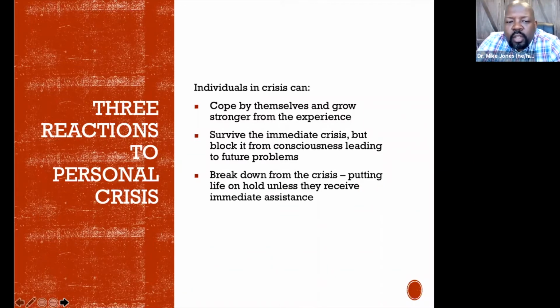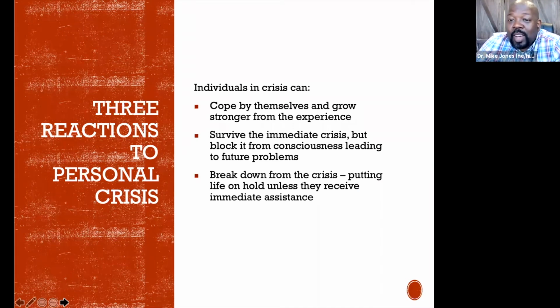So, when we are dealing with personal crisis, there are some different ways in which we react to that crisis. For some individuals, they're able to grow stronger because of the crisis, and this makes them a stronger person at the end from dealing with the crisis.